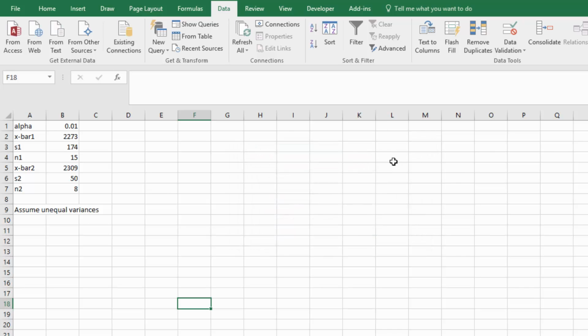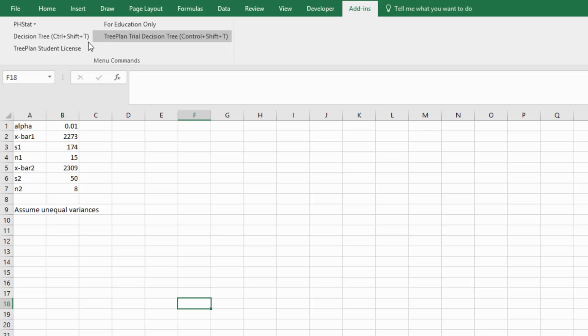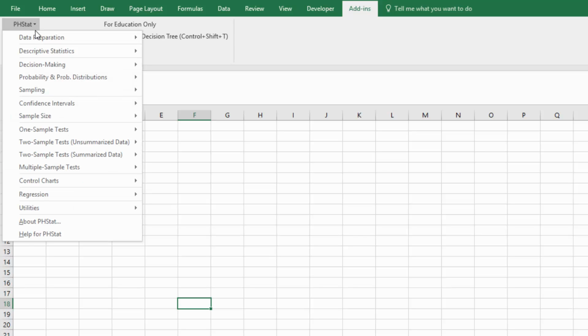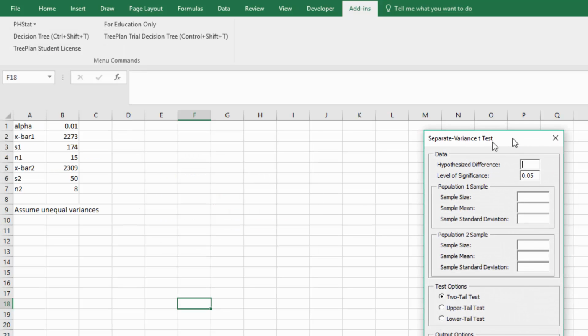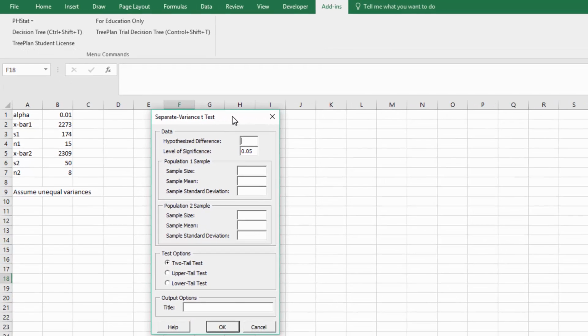What we can do though is go to our add-ins and PHStat, and we've got our two sample test summarized data, and it gives us either a pooled variance or a separate variance. Pooled variance, if you remember, we use when we have equal variances. And in this problem, we have unequal variances, so we need to use the separate variance test. And we get this dialog box.